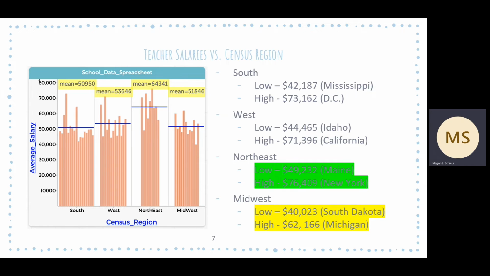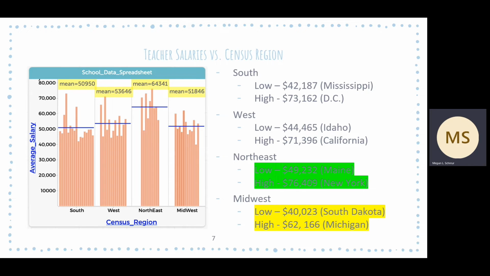So in the South, the low salary is $42,000. The high is $73,000. In the West, it's $44,000 for the low, and the high is $71,000. In the Northeast, the low is $49,000, and the high is $76,000. And then in the Midwest, the low is $40,000 and the high is $62,000. So I have all the means, so the averages of each set displayed as well.